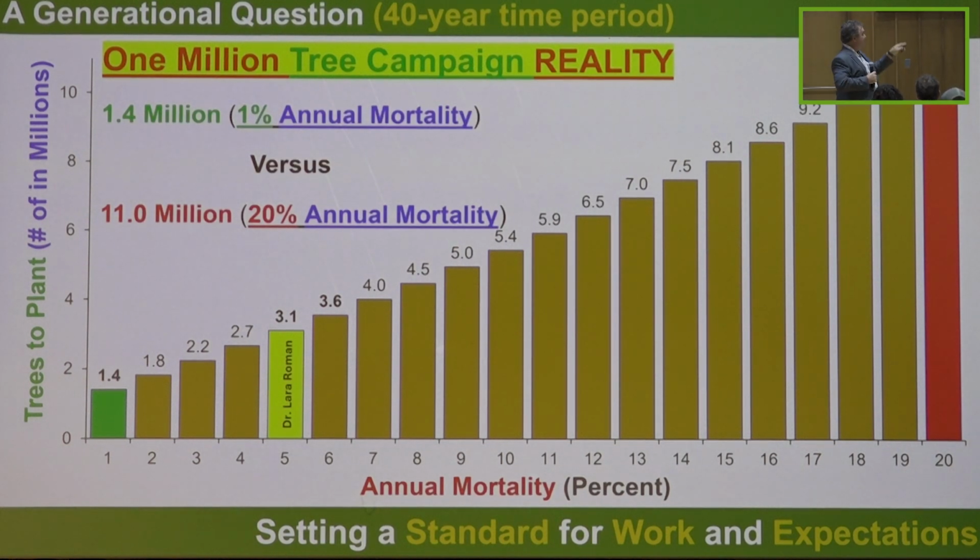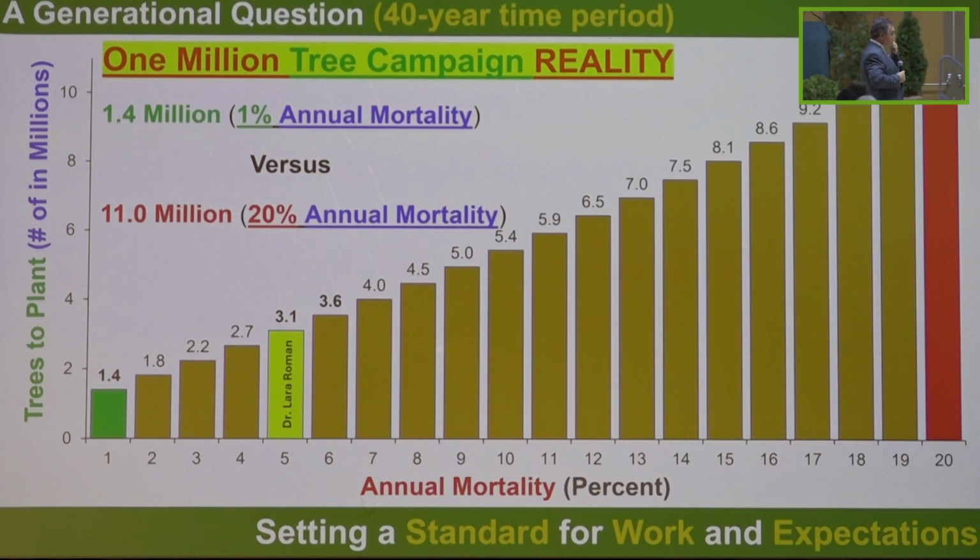Yeah, and look at the math there. It's a multiplier of 11. So now it's 11 million trees you need to plant for that 1 million tree campaign. Now, if it's a 1 tree campaign, you've got 11 trees you're planting over that 40-year time period, okay? So regardless, tree survivability and standards and specifications are so important.